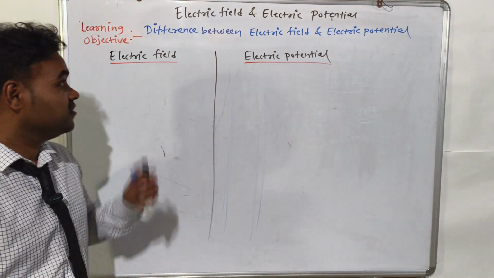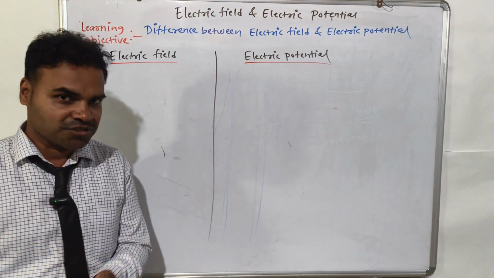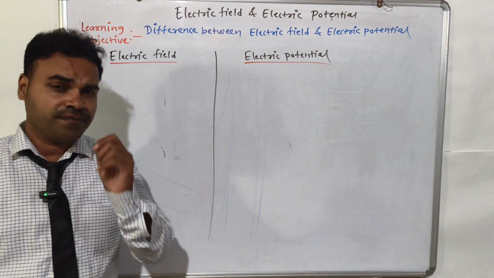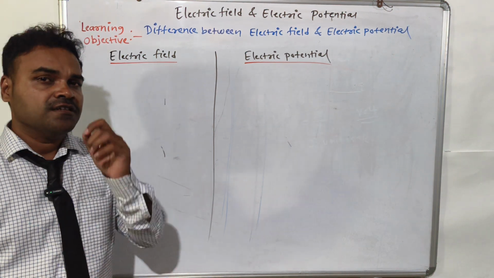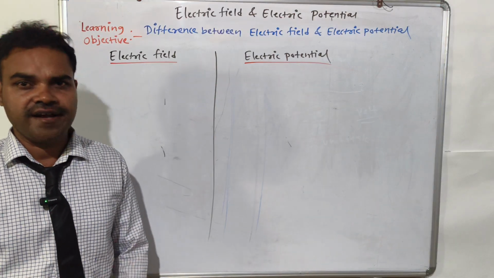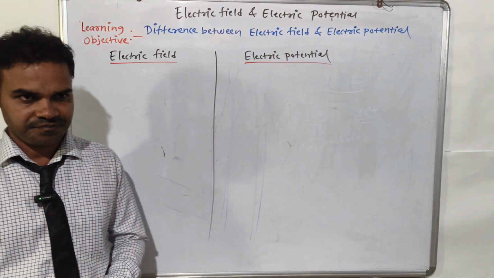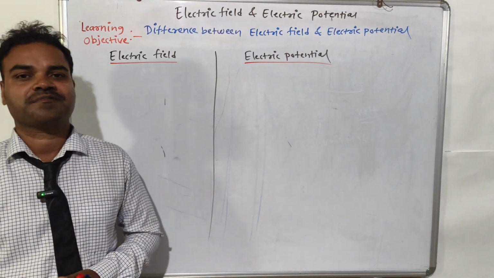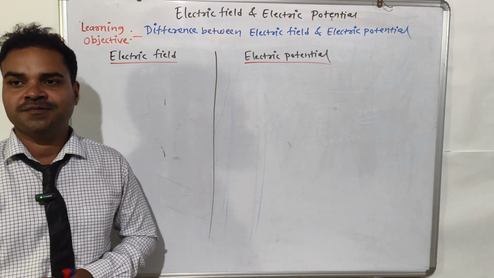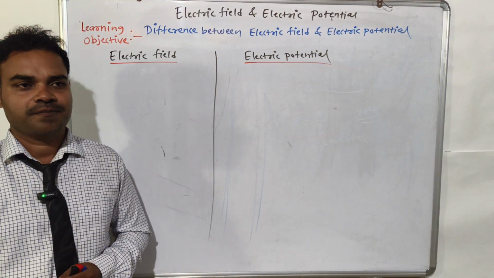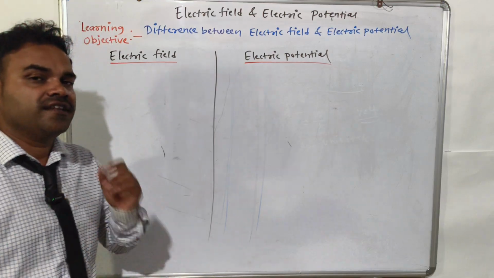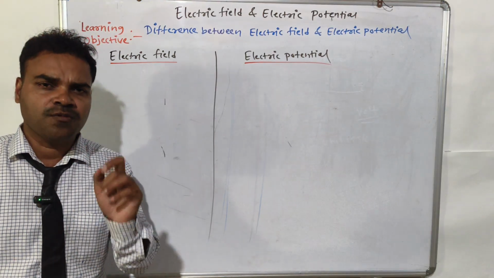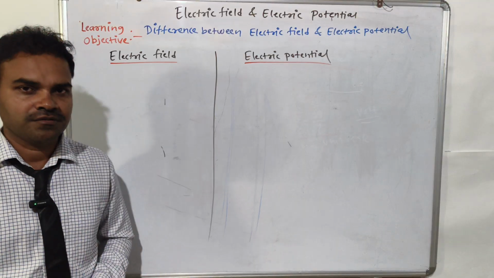To understand electric field, I ask a question. Is there any force of attraction between small pieces of paper and a balloon? Tell me the answer. Yes. Okay, I will tell. Yes, there is a force of attraction between small pieces of paper and a balloon.